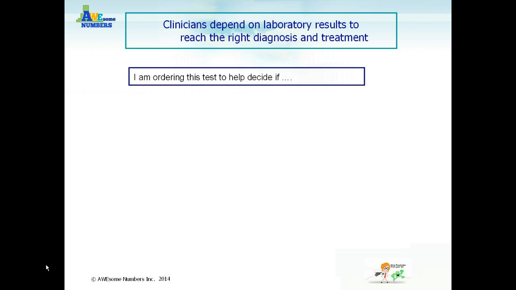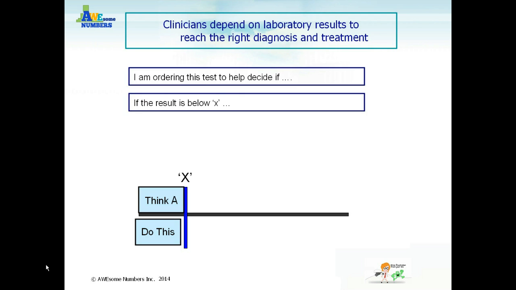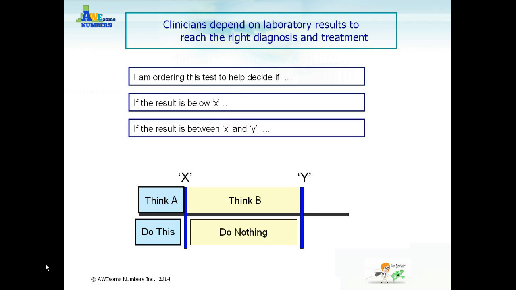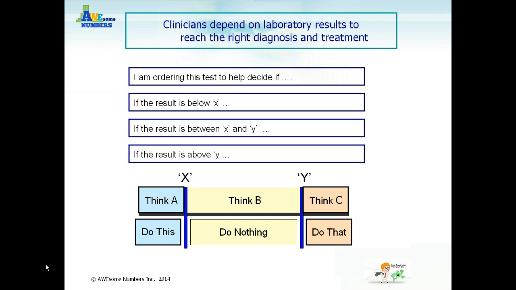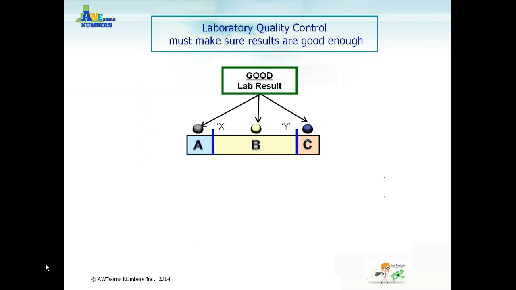Their thought process is, I'm ordering this test to help decide. If the result is below X, I'm going to think A and do this. If the result is between X and Y, I'm going to think B and it doesn't require any action. If the result is above Y, I'm going to think C and do something different.